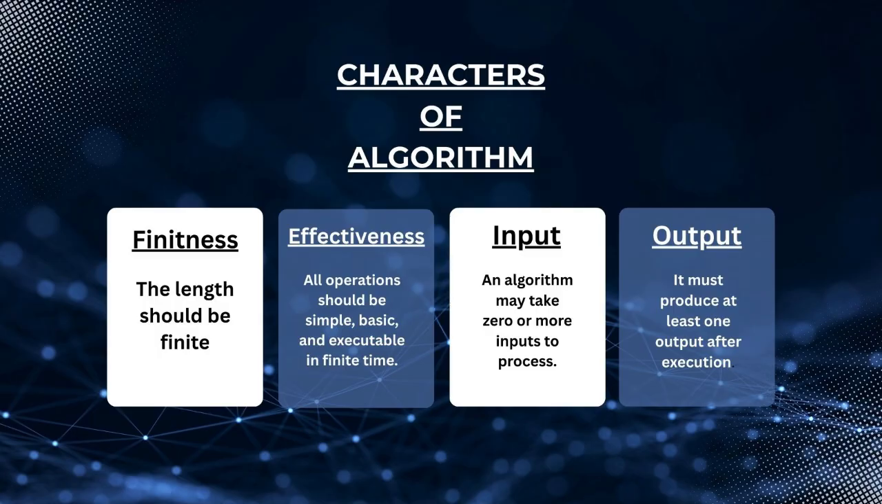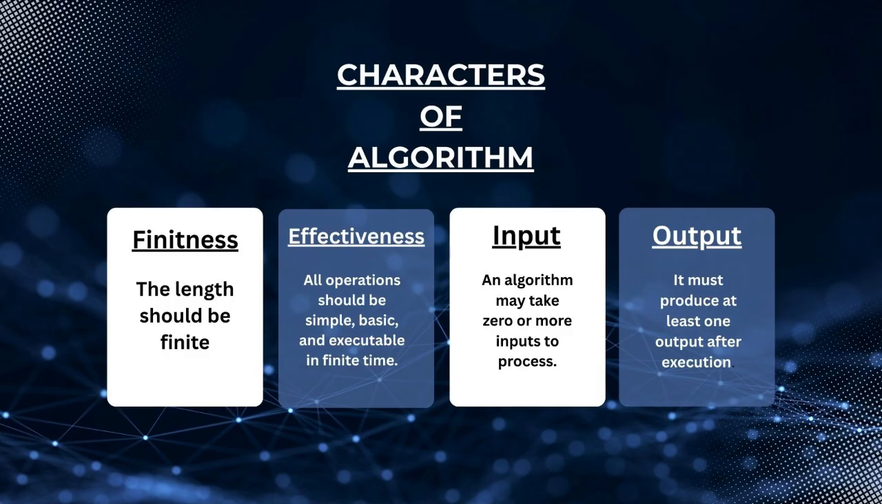The second characteristic is effectiveness. Each step of an algorithm should be simple, clear, and easy to execute. No step should be vague or impossible to perform. In other words, every instruction must be practical and doable.